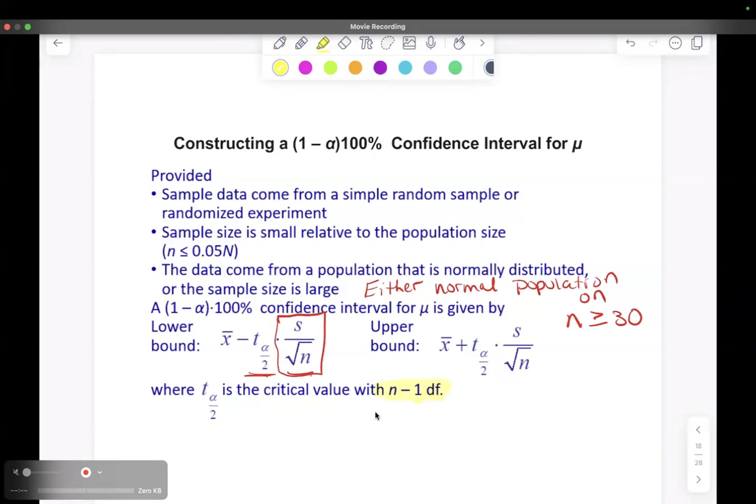One more thing. Notice the T is sub alpha divided by 2, because our confidence interval is centered, so we're going to cut that alpha in half again. So if we had a 95% confidence interval, we'd do 0.025. We'd still cut that in half.